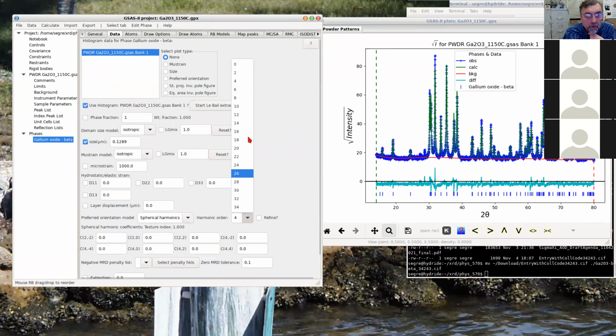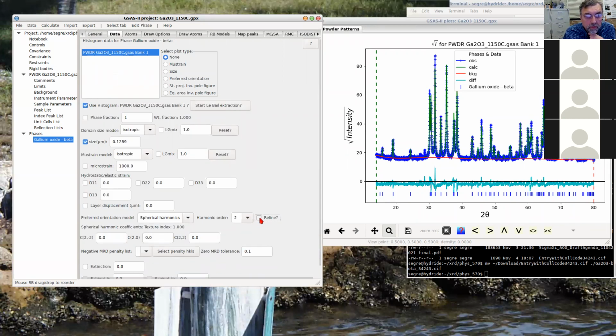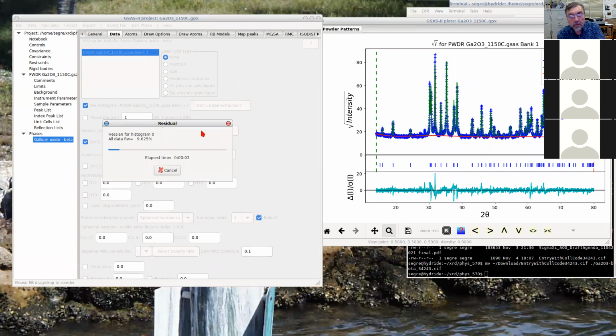Well, that's too many parameters. Let me set 2, and let's refine that and see how we do. It might be that we're at the limit of the structure because of the impurity phases. I just don't know.